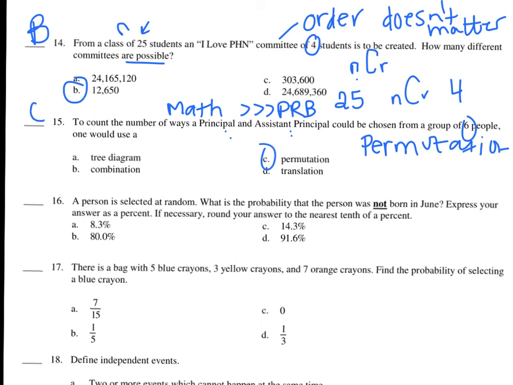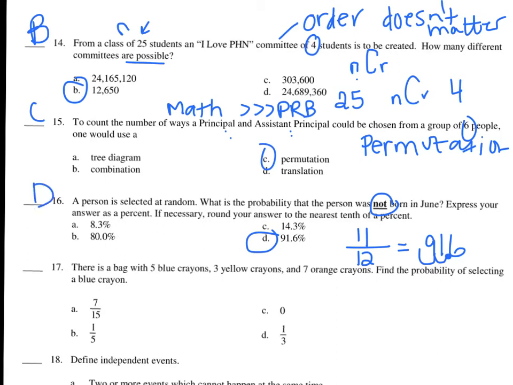For number 16, we want the probability that a person was not born in the month of June. That means they were born in one of the other 11 months. That's known as the complement. So since 11 months are not June, out of the 12 months we have, you just divide 11 by 12, and you get the decimal 0.916. So we multiply that by 100, and our answer as a percent is 91.6%.